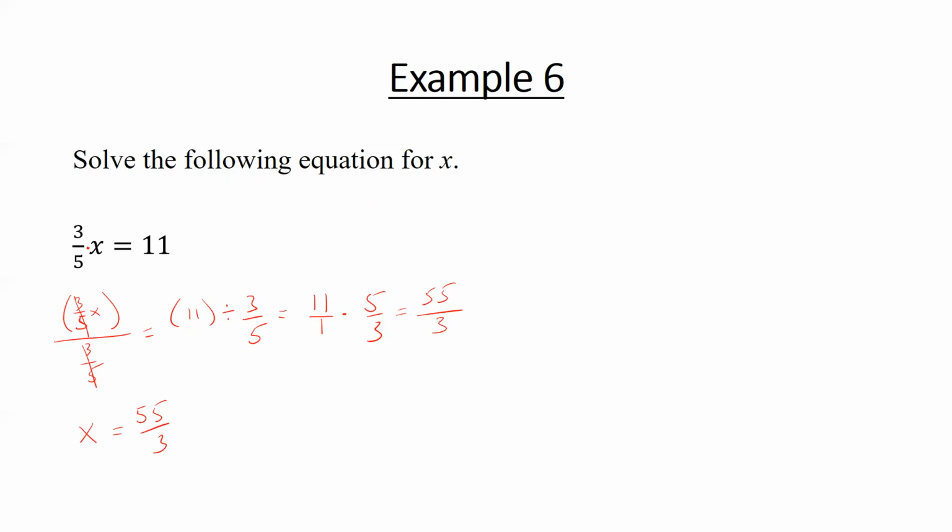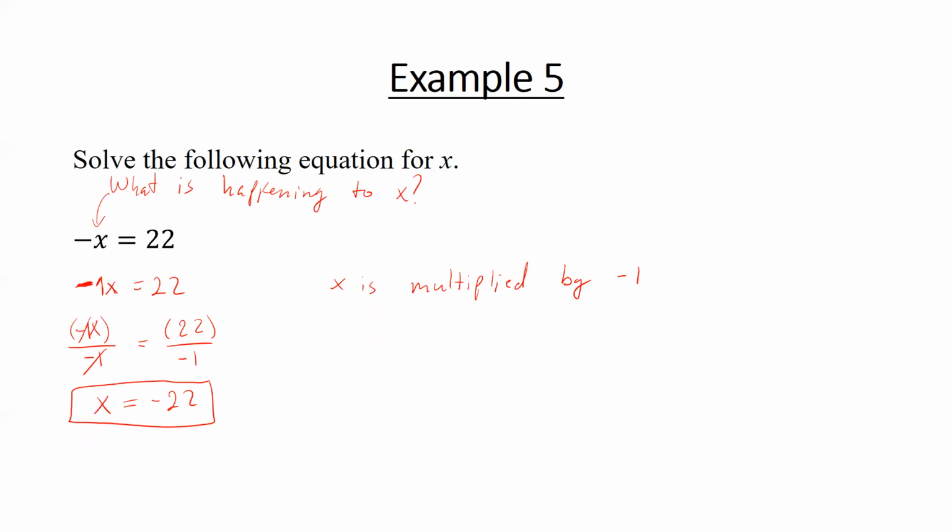Again, in both of these examples, it's pretty easy to look at your answer, plug it back in to make sure that your work was correct. So for example, in this problem, the equation was negative x equals 22. If x is negative 22, then we have negative negative 22 equals 22. Of course, minus minus cancels. So this solution works.